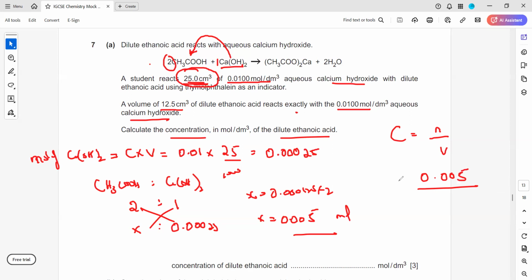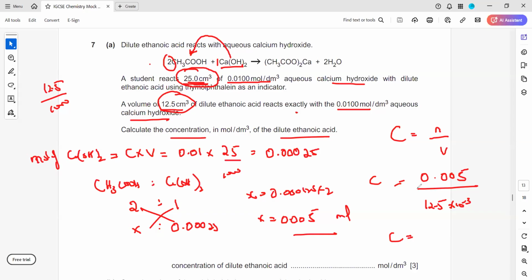And what about the volume? Volume of ethanoic acid, the 12.5 cm cube of ethanoic acid. So this will be divided by 12.5 cm cube. We have to convert into decimeter cube, so divide by 1000. So it will be 12.5 into 10 to the power minus 3. What is the final answer? 0.005 divided by 12.5.